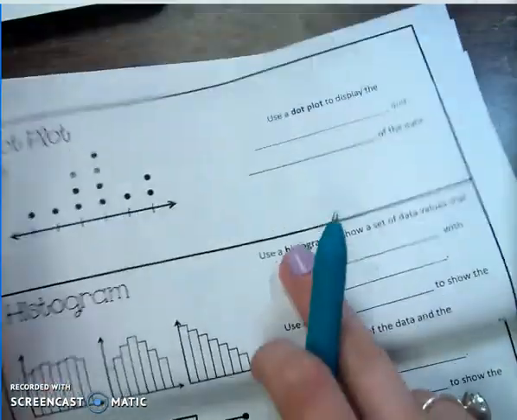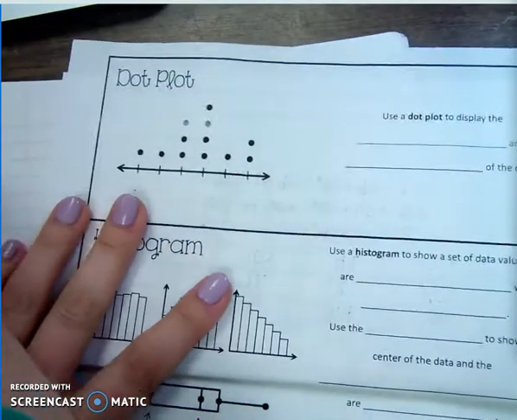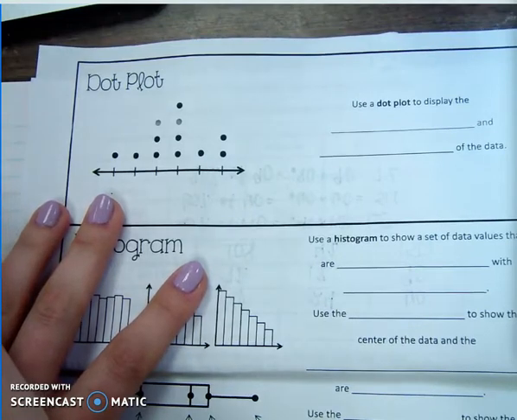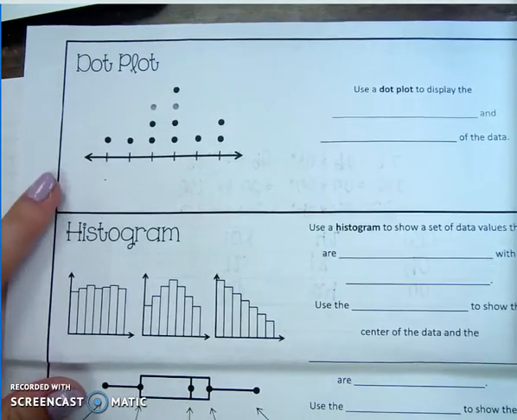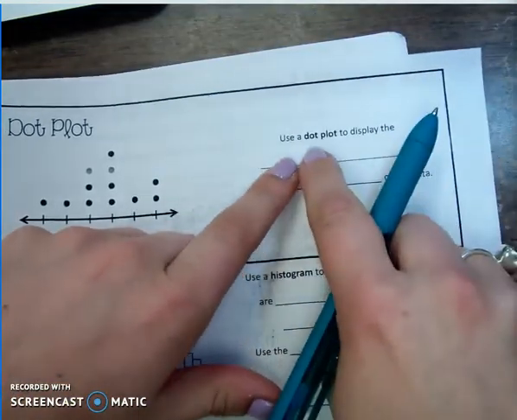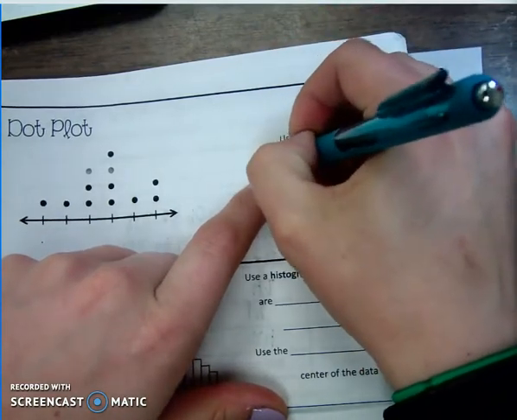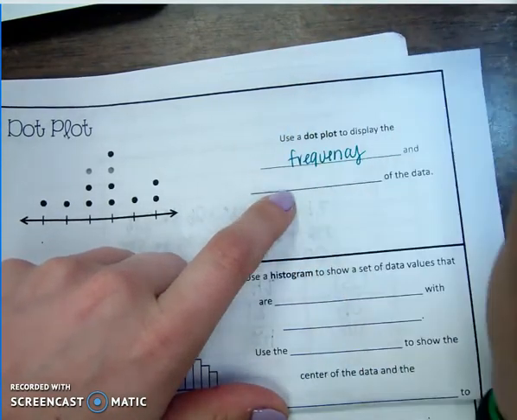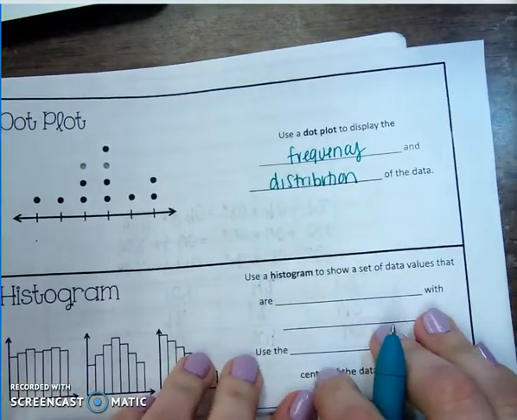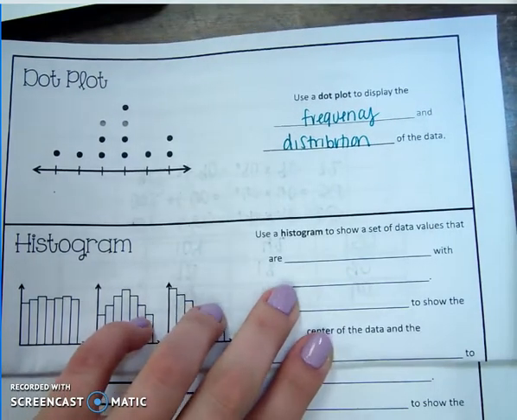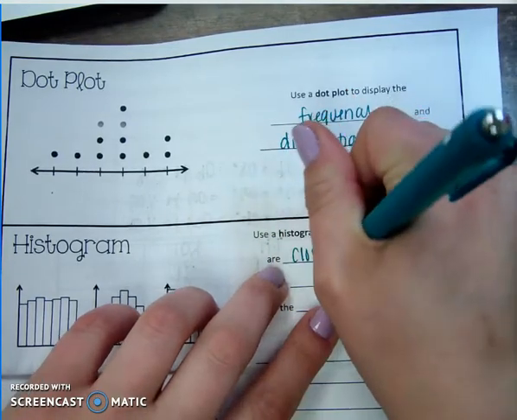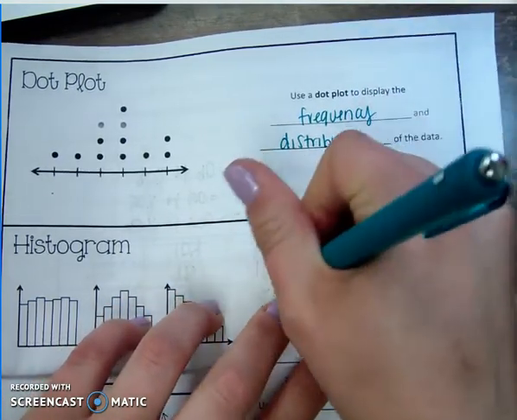All right, and then quickly, we're just going to look at the vocab and overview for the dot plots, the histograms, the box plot, and the two-way frequency tables. We're going to use a dot plot to display the frequency and distribution. We're going to use a histogram when data values are closely grouped with no outliers.